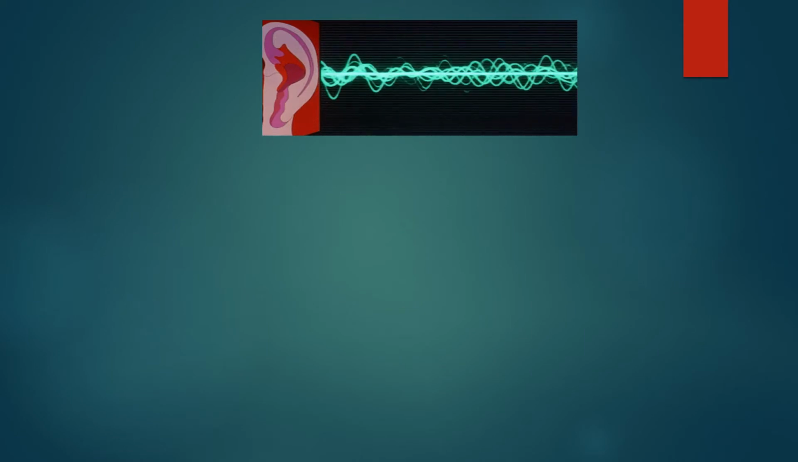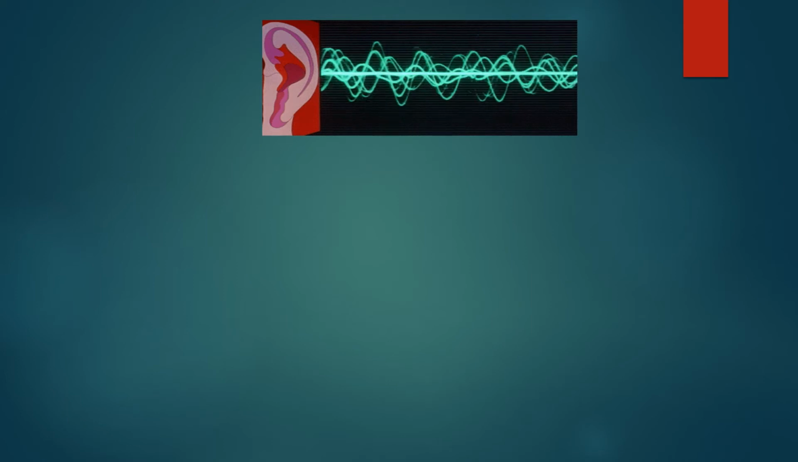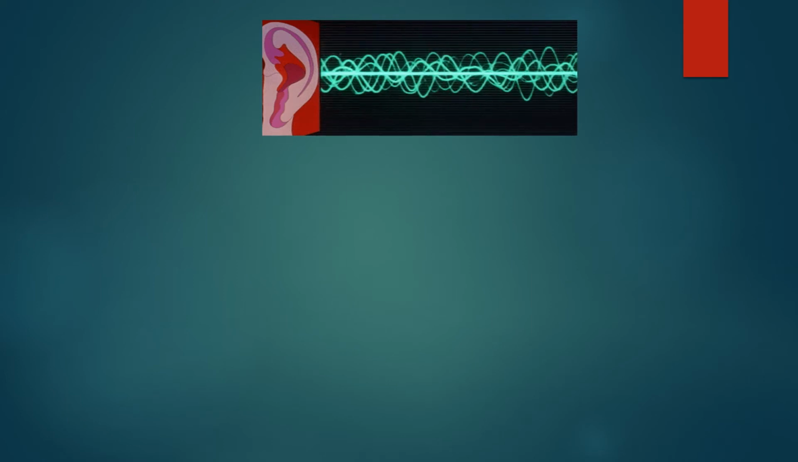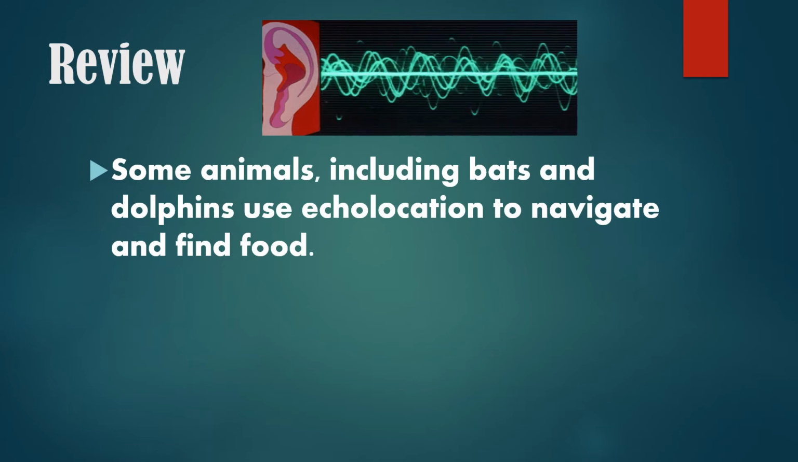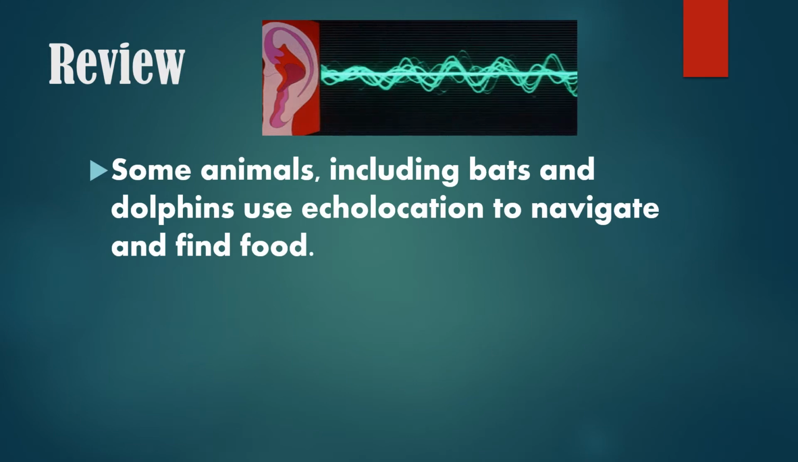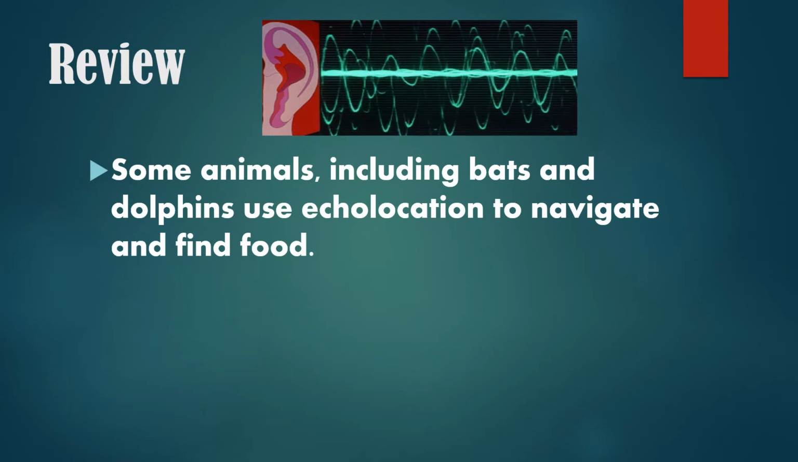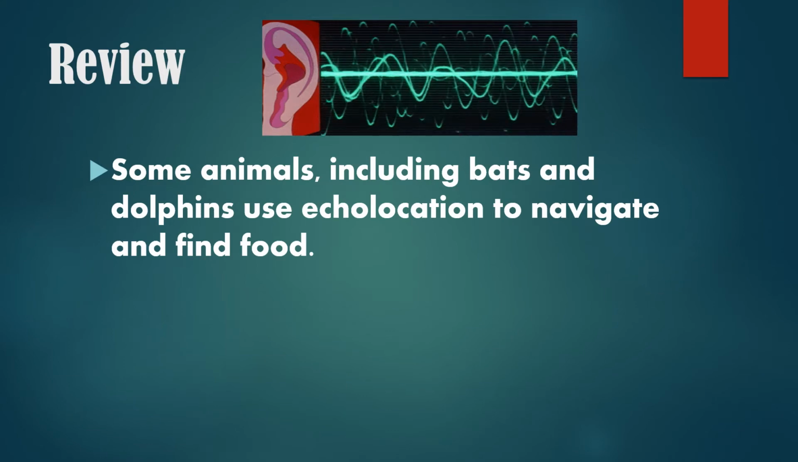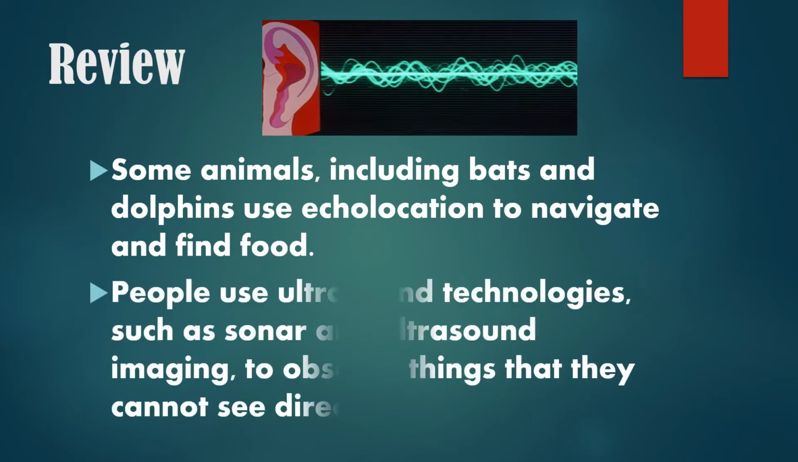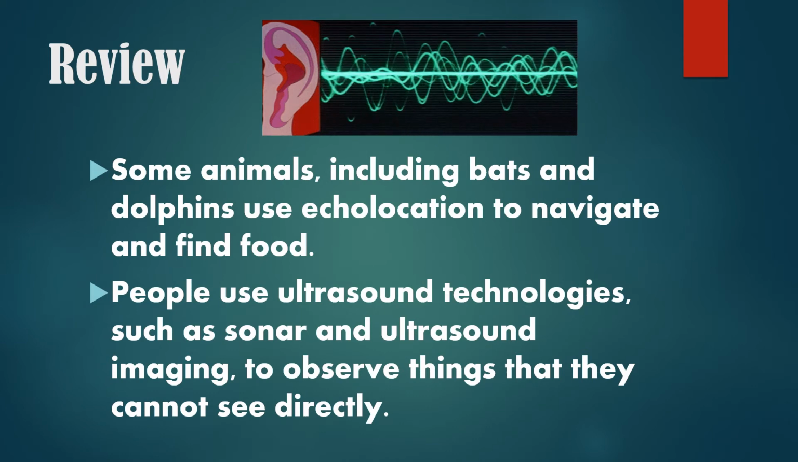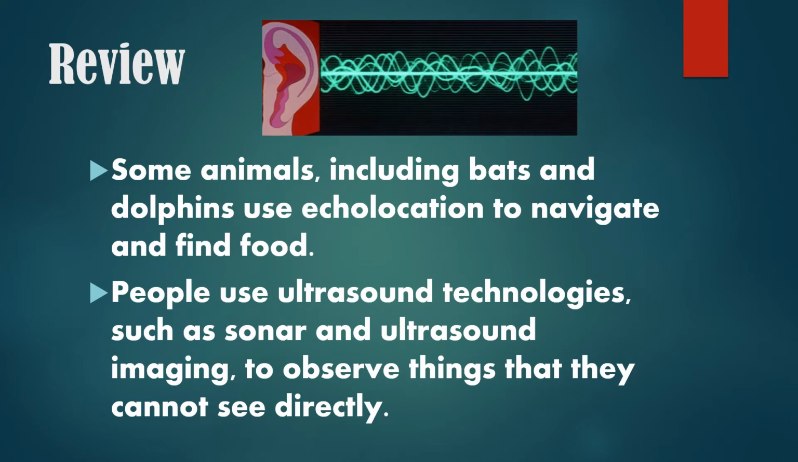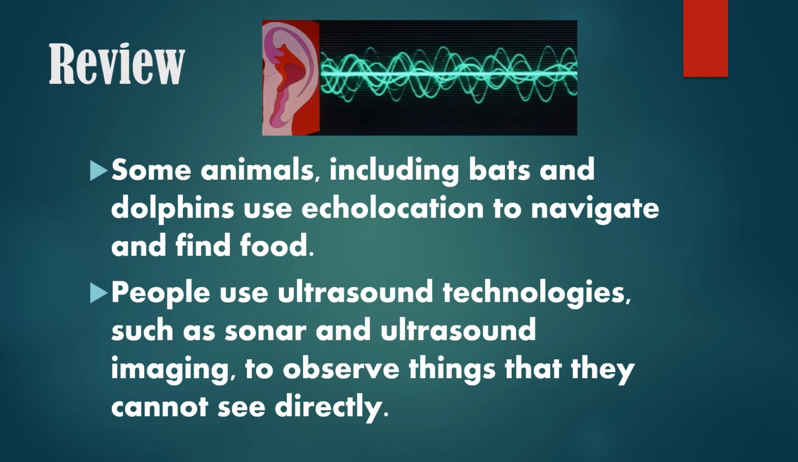Before we proceed with our new lesson, let's have a short review on what we have discussed last lesson. First, some animals, including bats and dolphins, use echolocation to navigate and find food. You were able to learn also that people use ultrasound technologies such as sonar and ultrasound imaging to observe things that they cannot see directly.